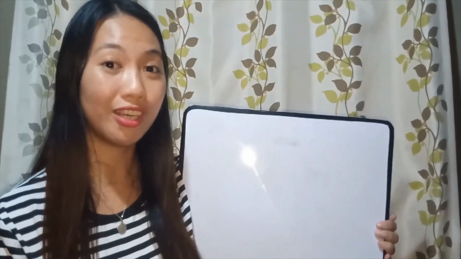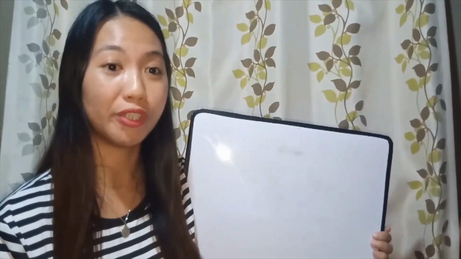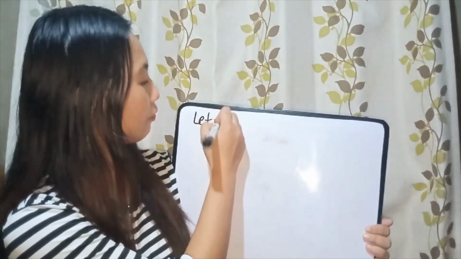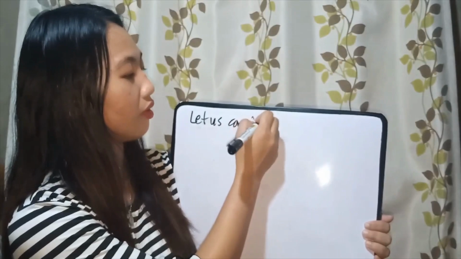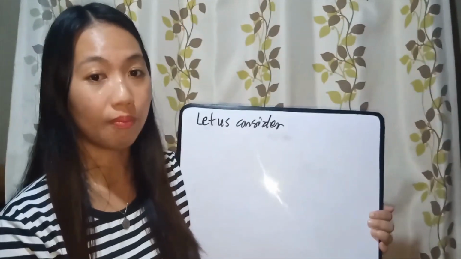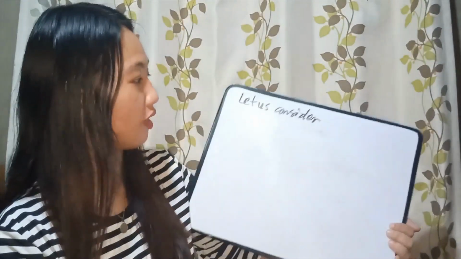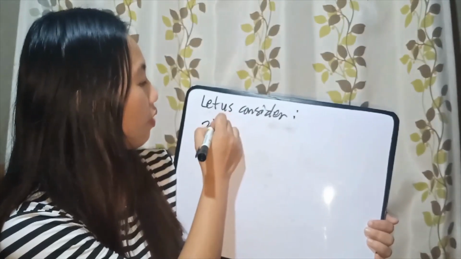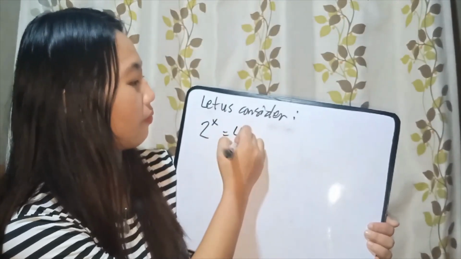Okay, so we're now down to our last special property about our laws of exponents. So let us consider an example of an exponential expression. We have 2 raised to x is equal to 4.